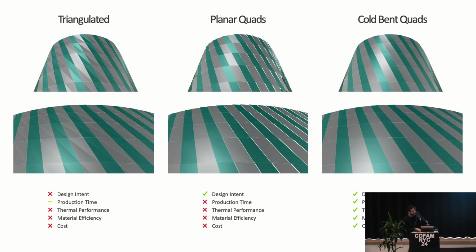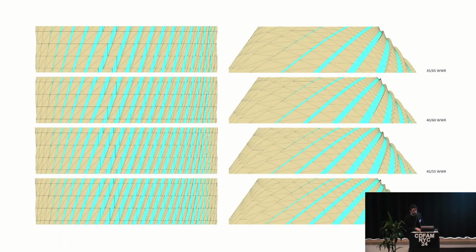Of course, there's lots of ways to tessellate the outside of a freeform geometry. You could triangulate it, you could do shingled quads, or you can go with cold bent quads, which is what we ended up doing for lots of reasons. Namely, triangulated has extra frame, more parts to be fabricated, and so on and so forth.